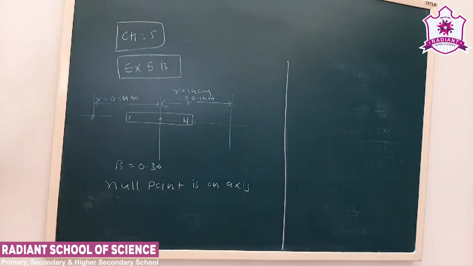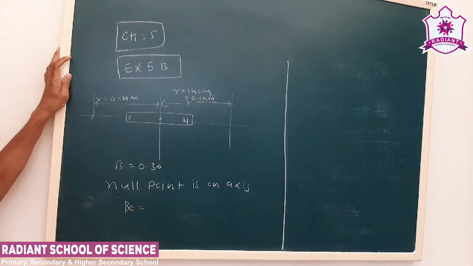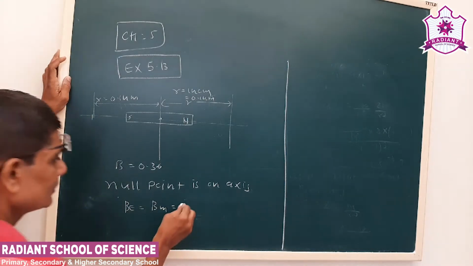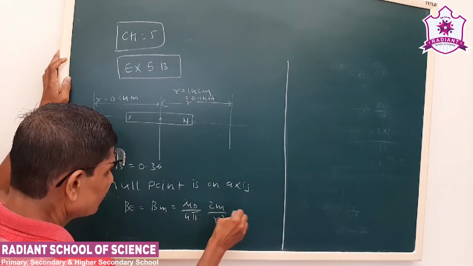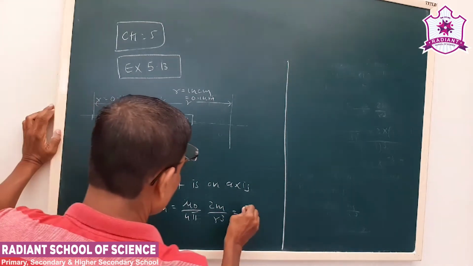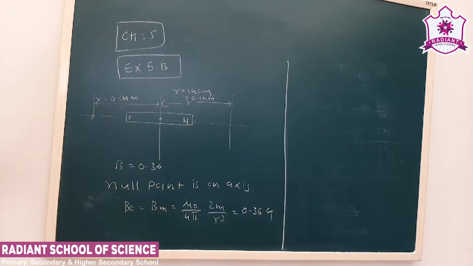Right now here the null point is on the axis. So the magnetic field of the earth should be equal to the magnetic field of the bar magnet, that is mu 0 upon 4 pi 2m upon r cube. That value is given as 0.36 Gauss.